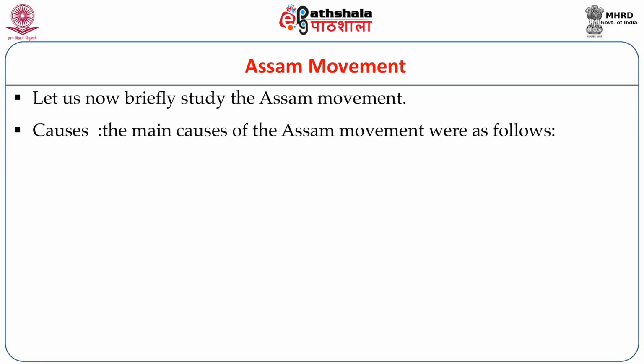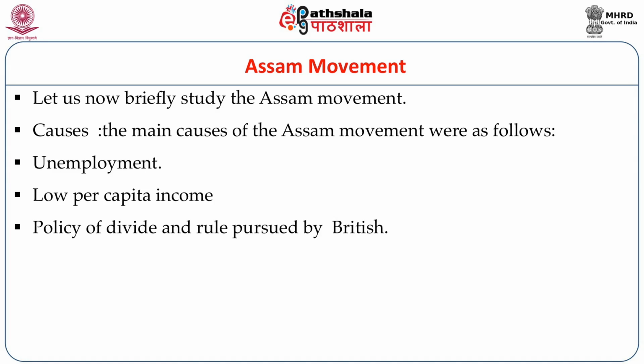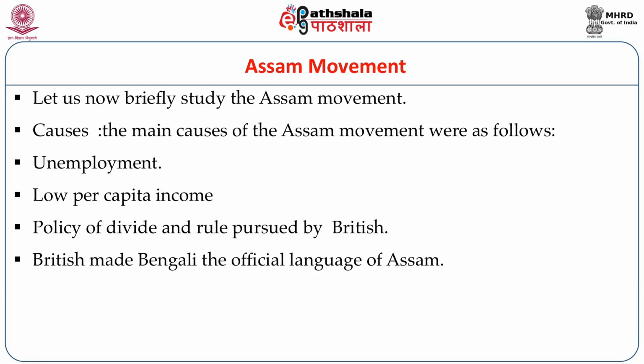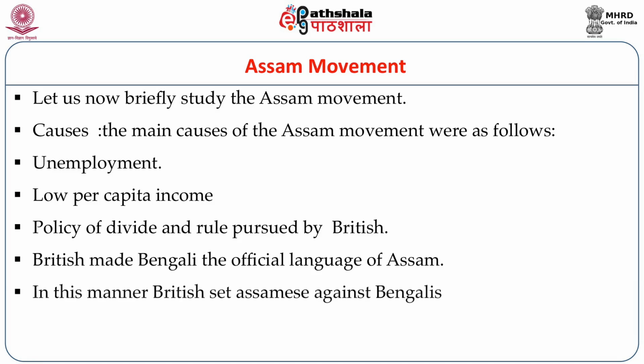Let's look at the main causes of the Assam movement. Firstly, unemployment is a major cause. Secondly, low per capita income. Thirdly, the policy of divide and rule pursued by the British. This needs an explanation. The British made Bengali the official language of Assam. In this manner, the British set Assamese against Bengalis.